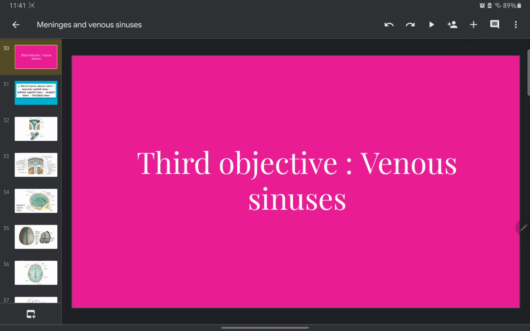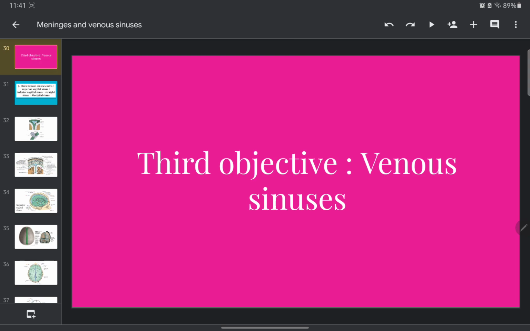Today I'm going to be discussing the venous sinuses. Okay, now you already know the dural folds of the brain. Now we will go to discuss the venous sinuses, which are important venous structures that carry the deoxygenated blood within the circulation inside the brain and the central nervous system specifically.